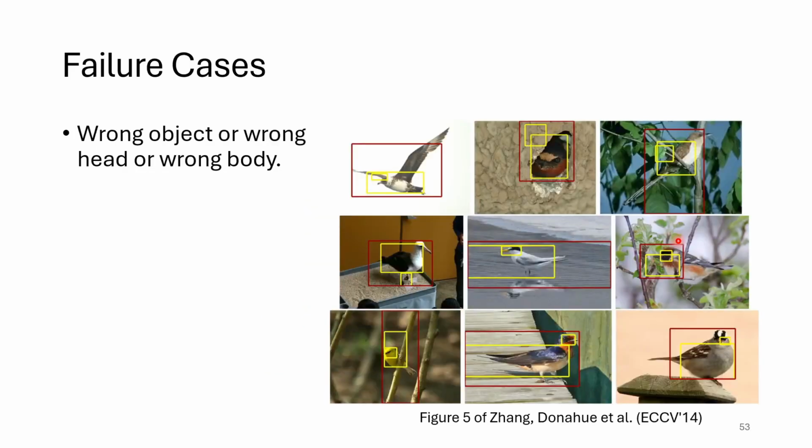However, they also reported their failure cases. For example, in this one, yes, they recognize the bird's whole body, but the head region is wrong. And here, the whole body region is wrong because it covers too much background. So this is an example of the part-based method to recognize objects in an image.